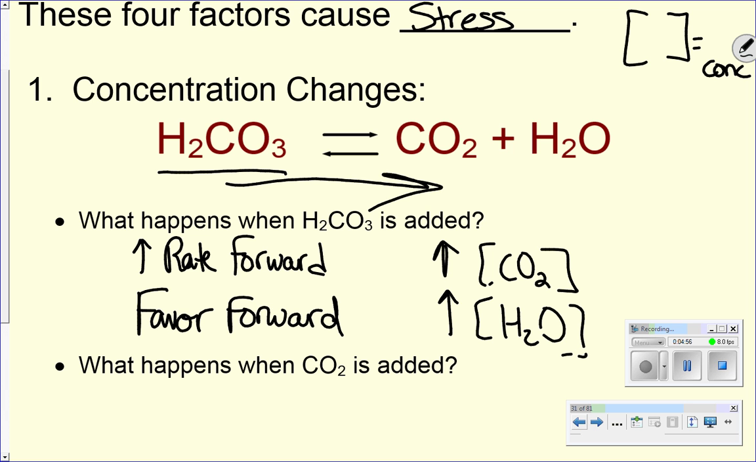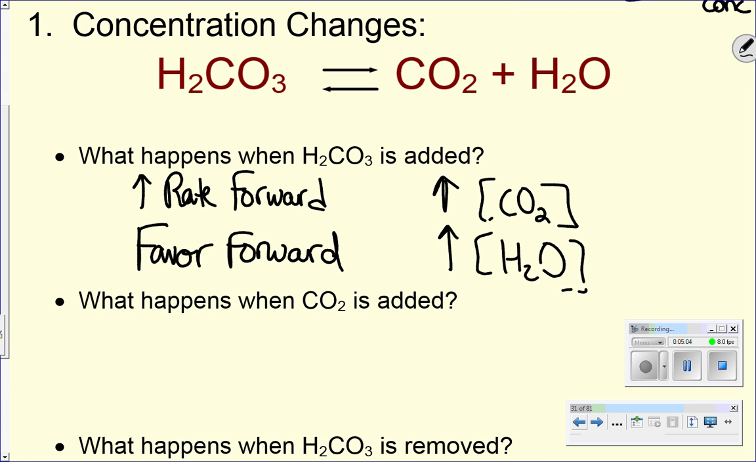Now, on the other hand, I'm not really going to worry about the concentration of what I am changing. I'm only going to worry about things that are affected by the system. On the other hand, what happens when CO2 is added?